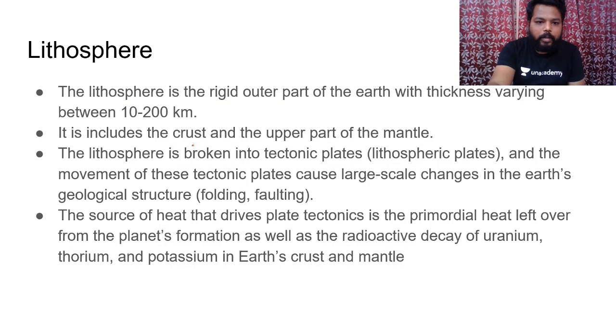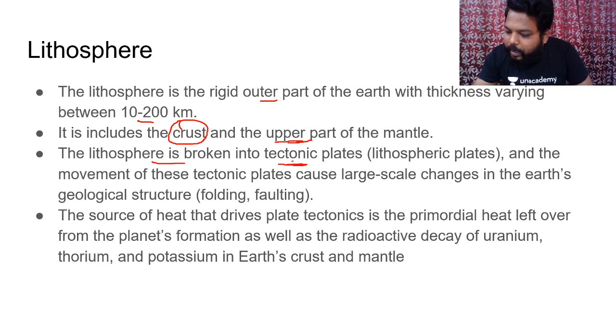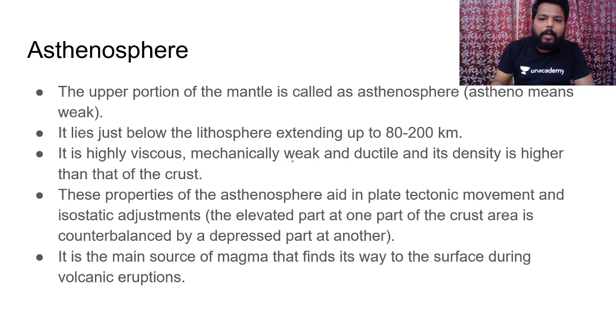Clear? So lithosphere, as I've said, is the rigid outer part of the earth with thickness varying from 10 to 200 kilometers. This lithosphere includes the crust and the upper portion of the mantle. It is broken into tectonic plates, and the plate tectonic theory has been developed continuously on this basis. Clear? Asthenosphere is nothing but the upper portion of the mantle. Astheno means weak; it has a semi-molten state. So please try to remember these key terms.